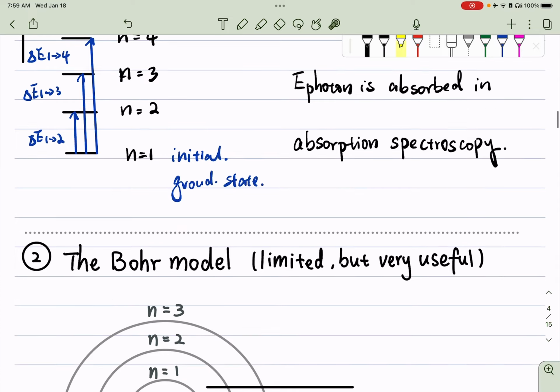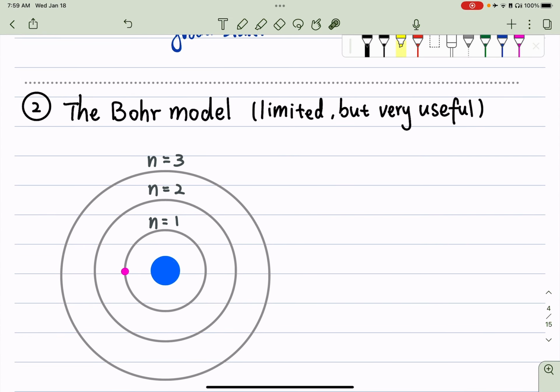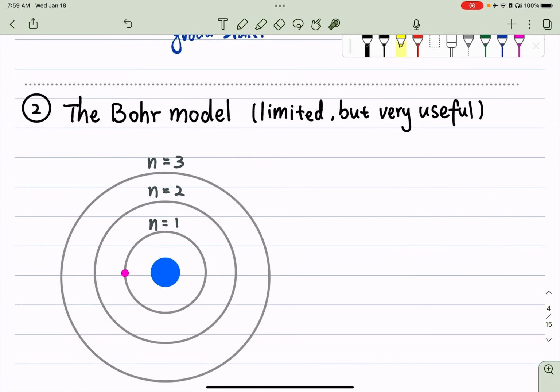So here we're going to introduce the Bohr model. It is a relatively limited model, but it's highly useful. In the Bohr model, what we're hypothesizing is you have different atomic orbitals, and these atomic orbitals can hold various numbers of electrons. Say n equals 1 can hold only 2 electrons, n equals 2 you can hold 8 electrons, and so on. But how exactly is the Bohr model deduced, and why are we saying it is limited?